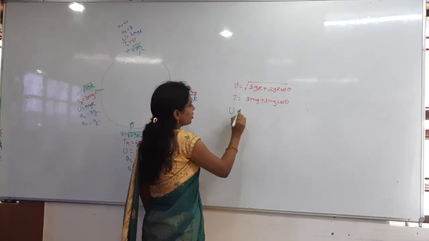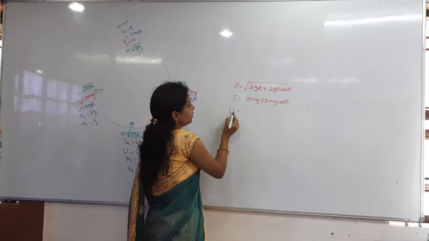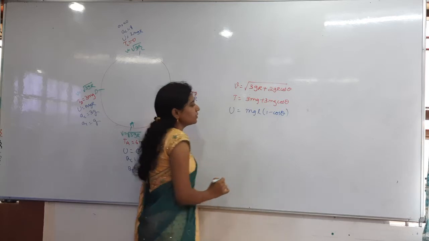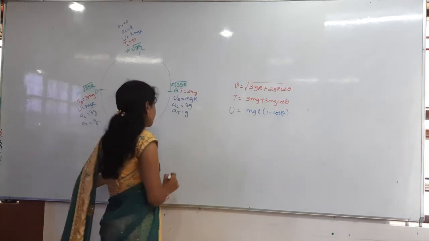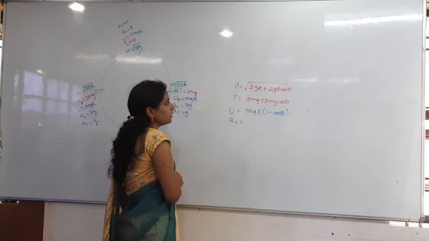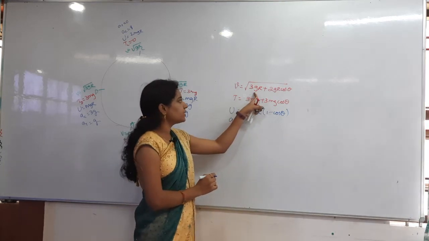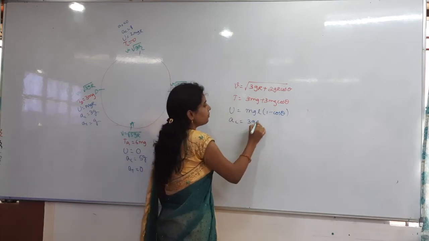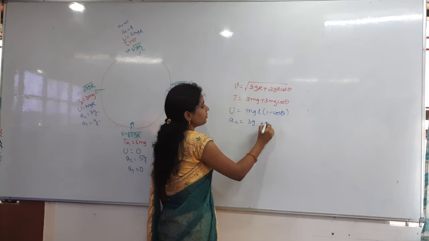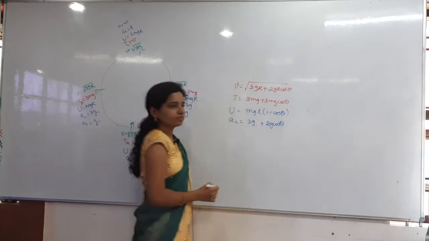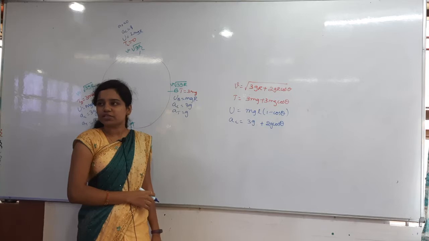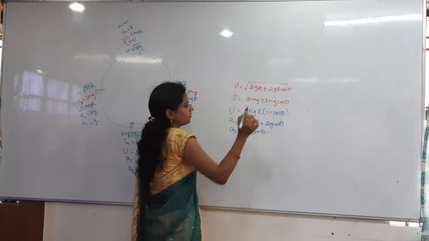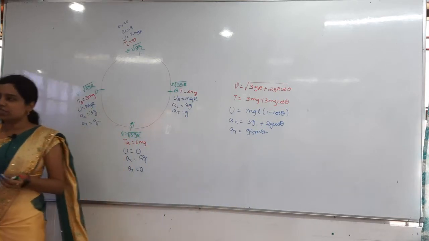What is the potential energy at point P? What will we get? U is equal to mgL into 1 minus cos theta. This is the potential energy we got. And after that we have seen the aC and aT. aT is g sin theta. aC is what? 3g plus 2g cos theta. This is what aC will be. Why? Because V squared by R is the formula for us. Next aT is separate, that is g sin theta. That is what we have seen yesterday.